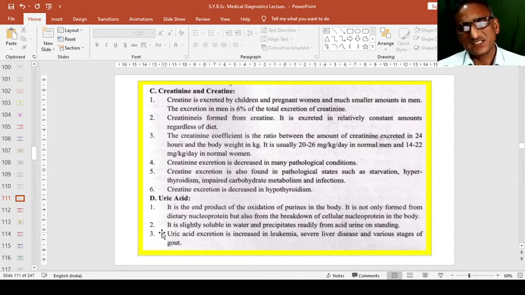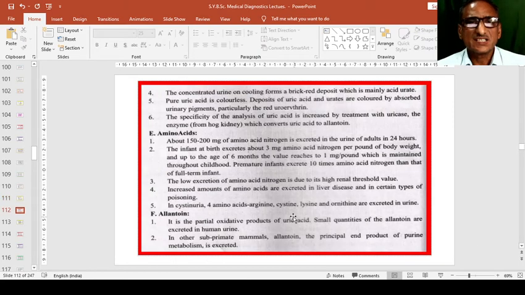So the next constituent is uric acid. It is also a natural product of the oxidation of the purines of the body. It is slightly soluble in water, and its excretion is increased in leukemia or in liver disease. Concentrated urine on cooling forms a brick red deposit which is mainly acid urate. So it creates pain on urination. Pure uric acid is colorless, and the specificity of the analysis of urine is increased by treatment with uricase, the enzyme which converts uric acid to allantoin.